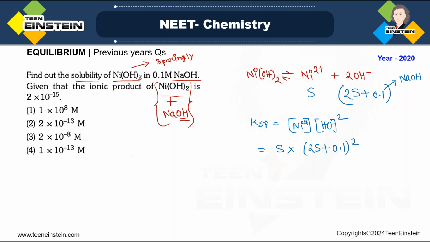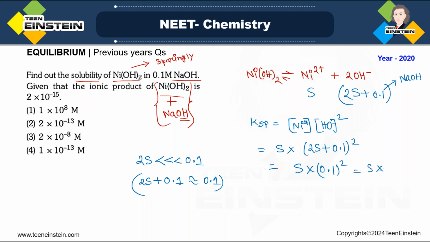Now remember one thing, here solubility for a sparingly soluble salt is very low. So this 2S is actually having a very low value compared to 0.1, and that is why this 2S plus 0.1 is almost equal to 0.1. And this type of approximation is very common when we calculate the solubility, right? So that is why you can write it. It will be simplified to something like this. So it is S into 10 to the power minus 2. And the S value is 2 into 10 to the power minus 15. Yes.